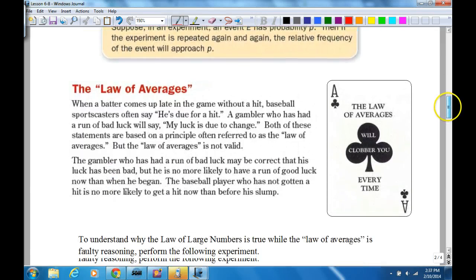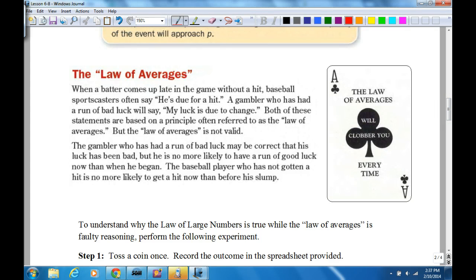Law of averages. Now this is different. When a batter comes up late in the game without a hit, a baseball sportscaster says he is due for a hit. A gambler who's had a run of bad luck will say, my luck is due to change. Both of these statements are based on a principle often referred to as the law of averages. But the law of averages is not valid. You have the same probability on the next turn as you had on the last turn.